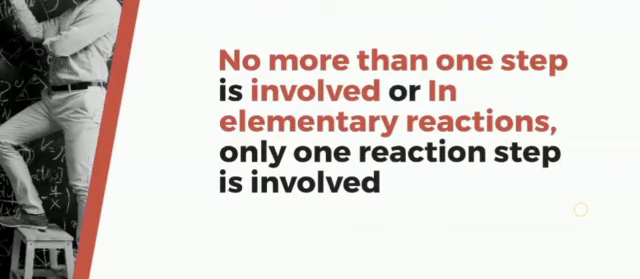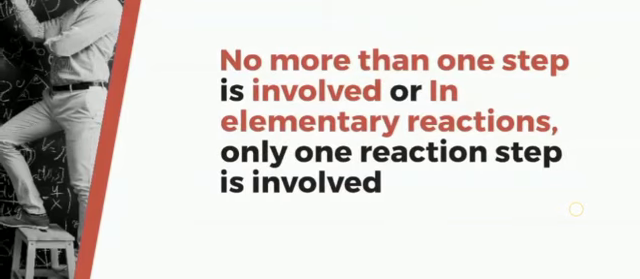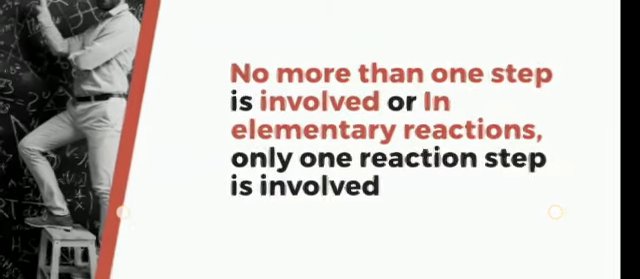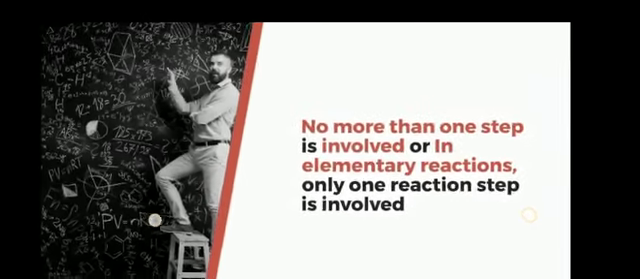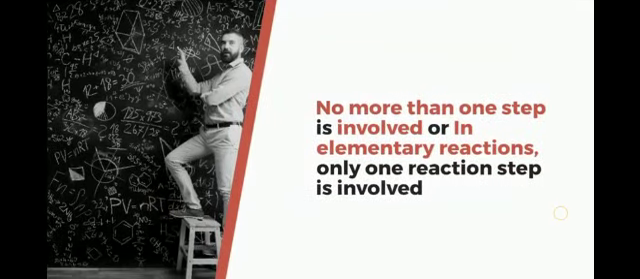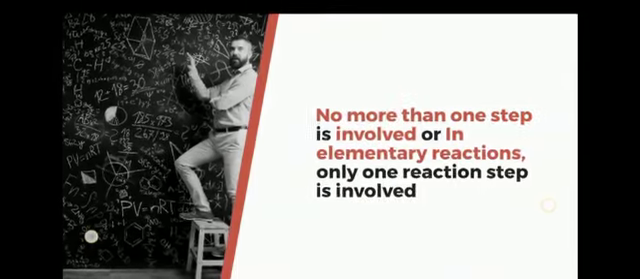So no more than one step is involved. Maybe more than one species is involved, but no more than one step is involved. Such types of reactions are simple reactions, and these are called elementary reactions. But we observe the other type. In the other type, we observe non-elementary reactions.